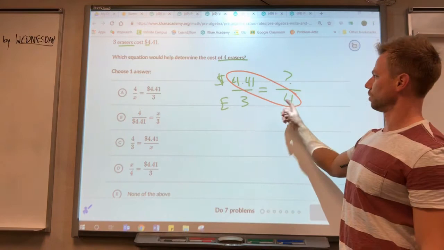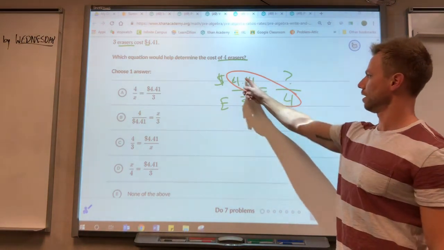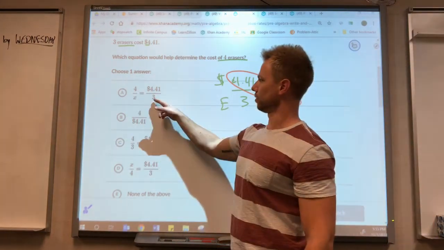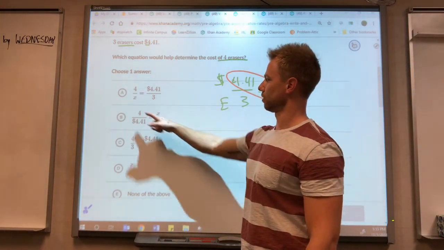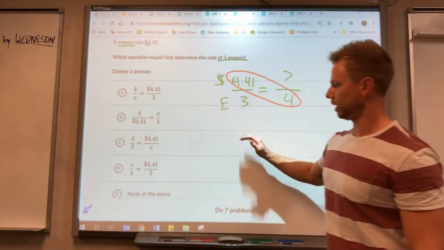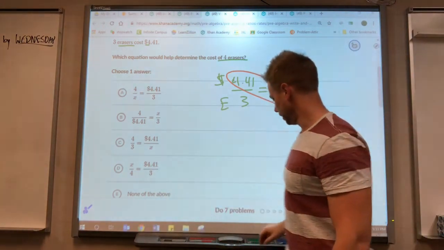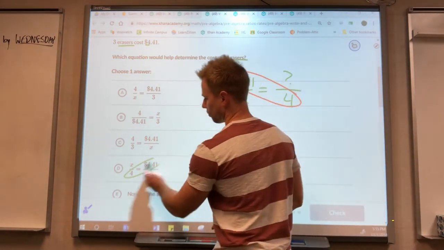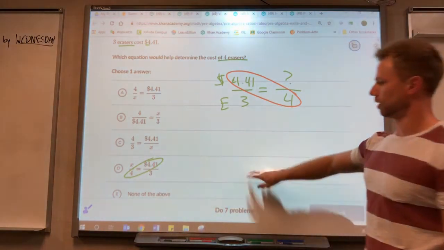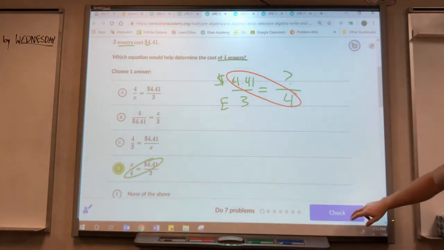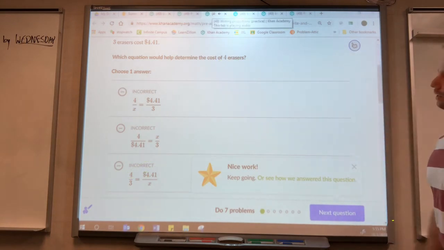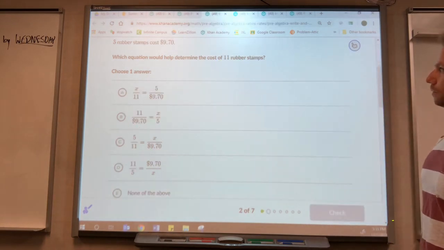So we're looking for a proportion that has 441 and 4 at a diagonal from each other. So this has 4 and 3 at a diagonal, that doesn't work. 3 and 441 at a diagonal, that one doesn't work. Here we have 4 and 441, just like our proportion. So that is the one that would work to solve this problem. All right, let's try one more.